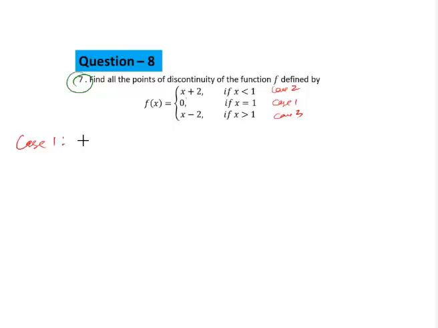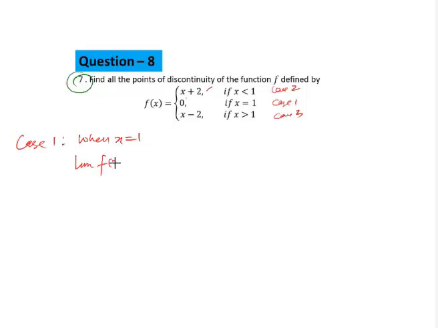when x equals 1, right? So we need to see the continuity at x equals 1. To show that, we need to find the limit, right? When x is very close to 1, slightly less than 1, we have a different value, and when x is slightly greater than 1, we'll take x minus 2. So for this question, again, we need to find the left hand and right hand limit.